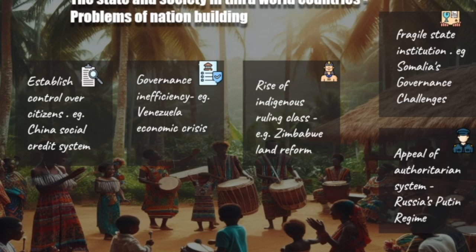So in conclusion, these case studies from China, Venezuela, Zimbabwe, Somalia, and Russia offer insights into various governance challenges and their impacts on society and the idea of representative democracy. By examining these examples, we gain a deeper understanding of the complexities of governance and the diverse strategies employed by states worldwide, or the challenge of representative democracy.